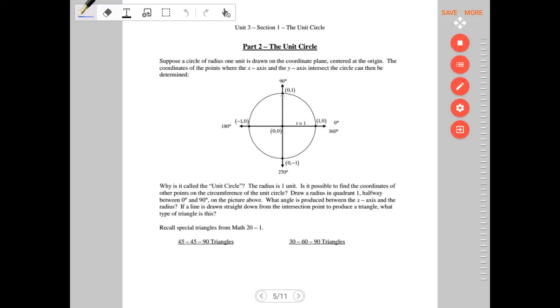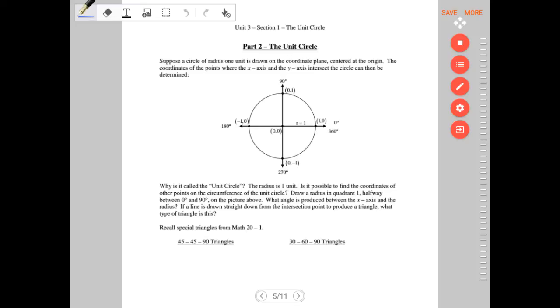If you go up to 90 degrees, that would be 0, 1, because again, x would be 0 and the line is now vertical. If we keep going around the circle to 180, we're now in a quadrant where x is negative. And then down to 270, we're in a quadrant where y is negative. So why is it called the unit circle? Well, it's because the radius is 1 unit.